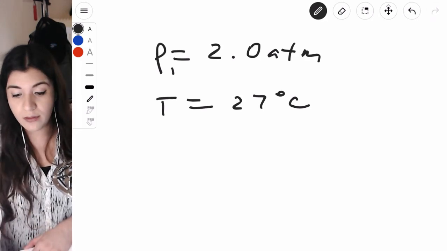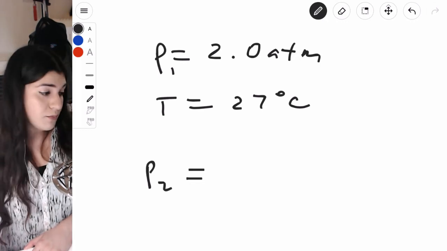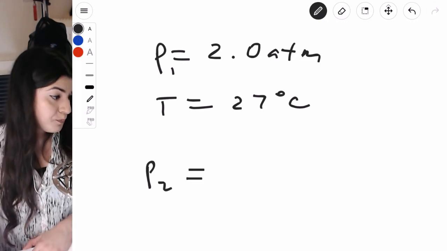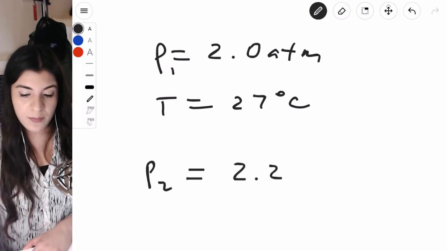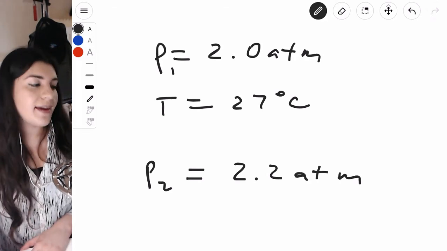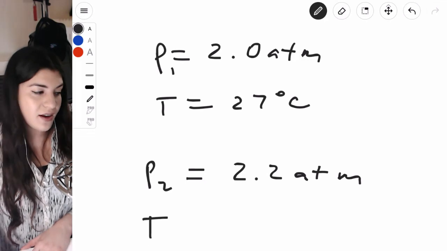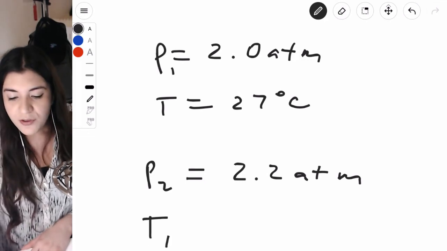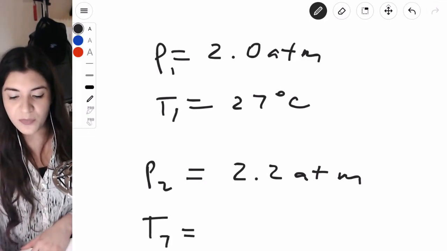Okay, so we have our P1. We have another pressure, which is P2. So that's going to be 2.2 atmospheres. What is the temperature of the air in the tire? Assume that our volume has not changed. All right, so whenever they're telling you, this is 1, this is actually 2.